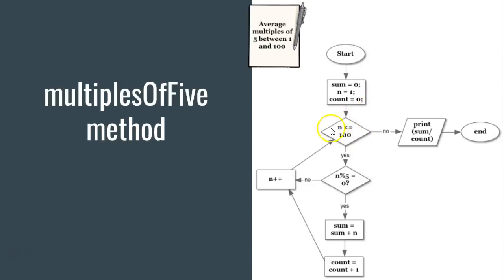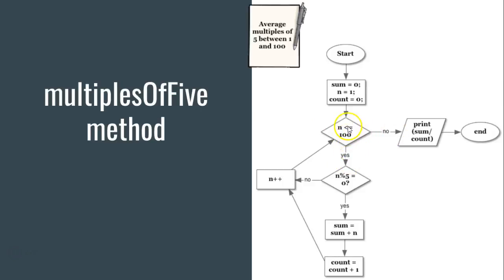And then I have my decision diamond. Basically I only want the whole numbers between 1 and 100. So I'm checking n, and I started n at 1 because it says between 1 and 100, and it's checking if n is less than or equal to 100. This is a decision diamond, so you can see that there's 2 flows out of it.